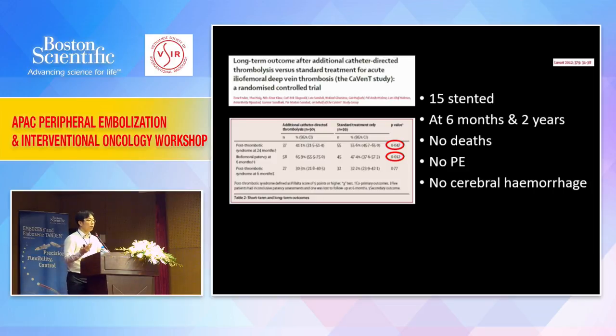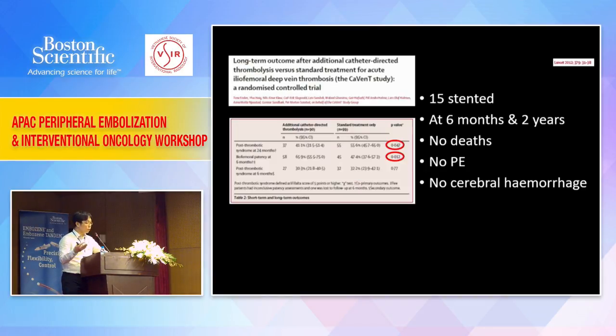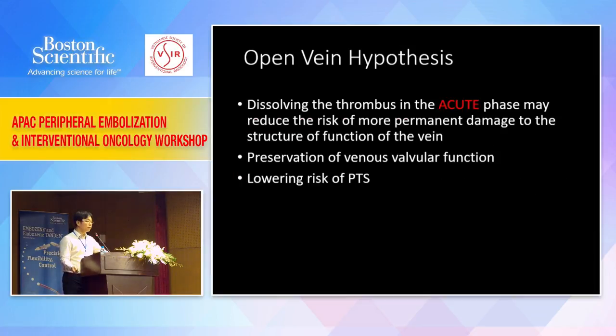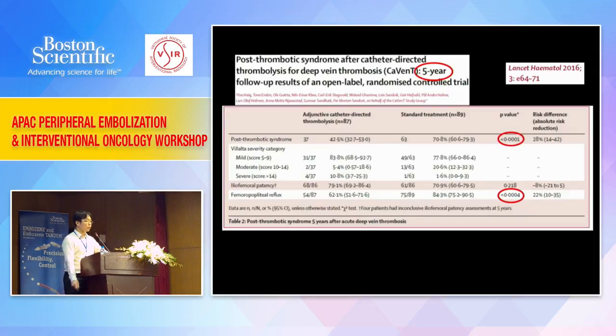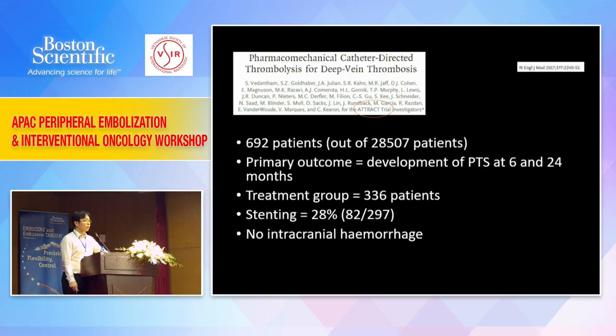What's the long-term outcome of this trial, the CAVENT trial, which is a very, very famous trial, is that when they do catheter-directed thrombolysis and they needed to stent some of these patients, they actually do much better. There is no death, no PE, and no cerebral hemorrhage in these patients if you do that well. And when they look at it long-term, the patients also do much better than the patients who do not undergo catheter-directed thrombolysis. In the TORPEDO trial, they have very similar results. They had to use stents, okay?